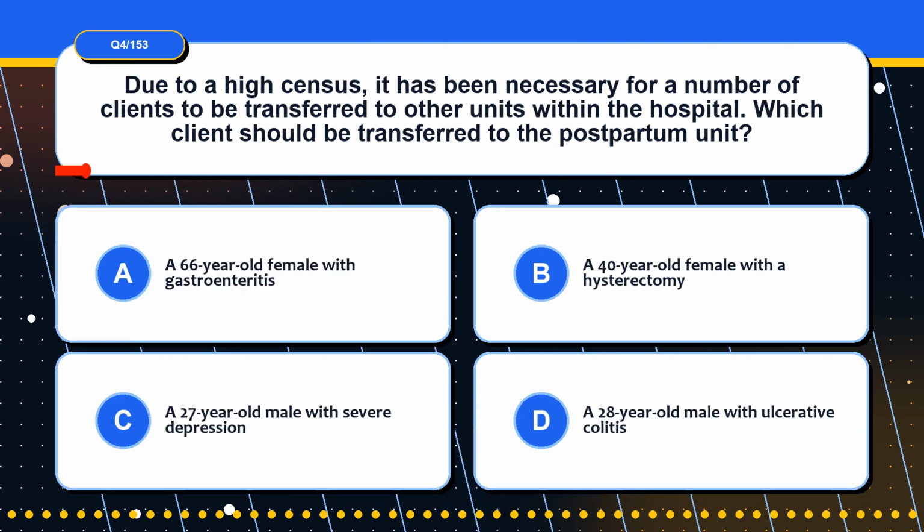Question 4. Due to a high census, it has been necessary for a number of clients to be transferred to other units within the hospital. Which client should be transferred to the postpartum unit? Here are the options. Option A. A 66-year-old female with gastroenteritis. Option B. A 40-year-old female with a hysterectomy. Option C. A 27-year-old male with severe depression. Option D. A 28-year-old male with ulcerative colitis.